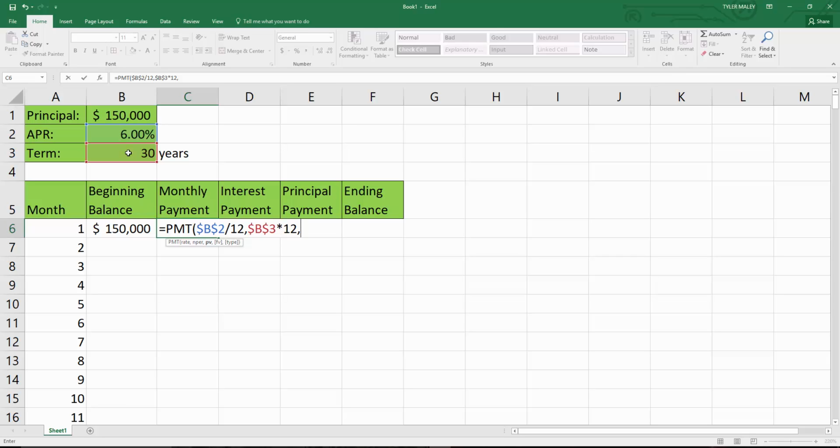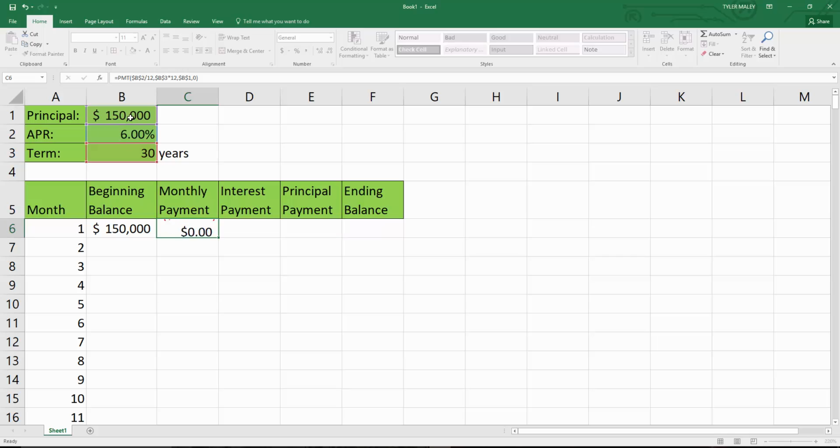And then my present value of my loan would be cell B1. Again, I don't want this to change when I pull down, so I need to lock that in. And then comma, and then my future value will be 0, because I want to pay it off. I want the loan to have a $0 balance.